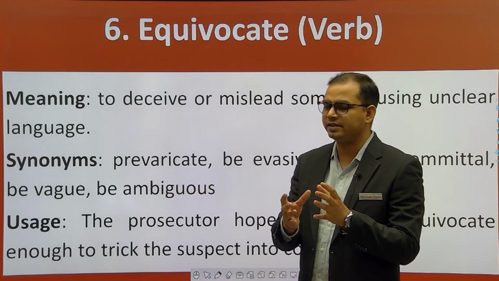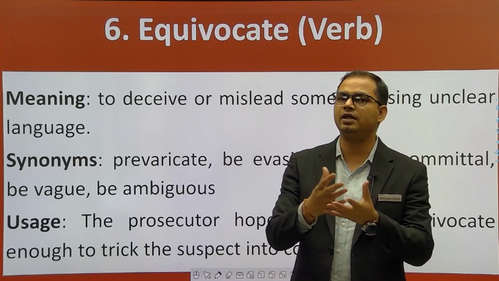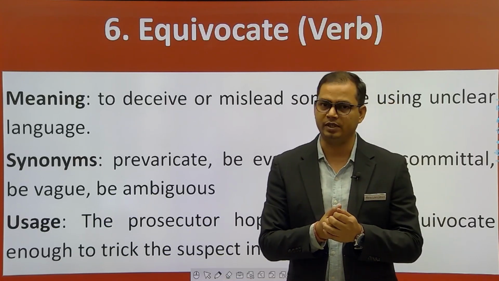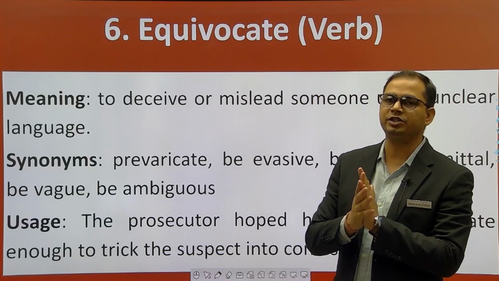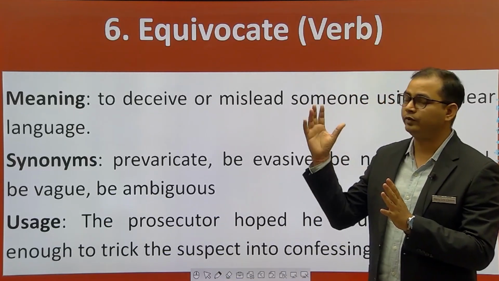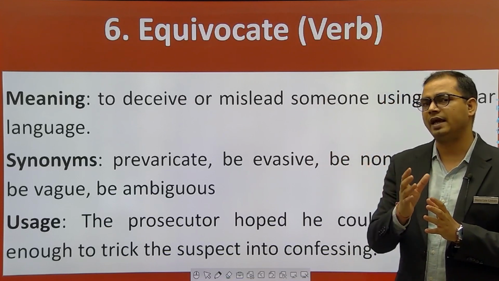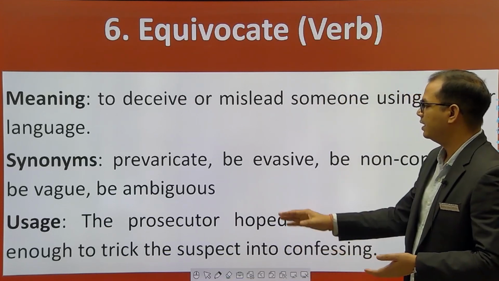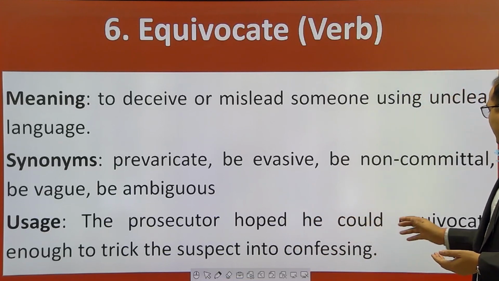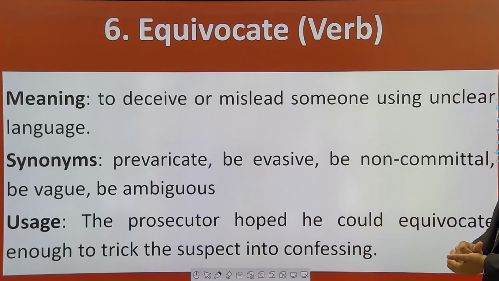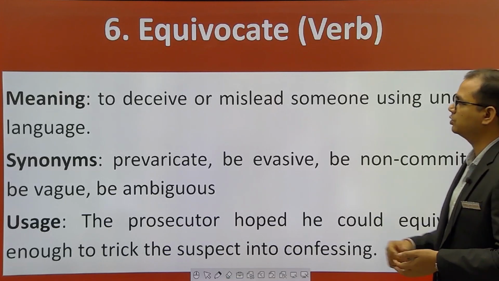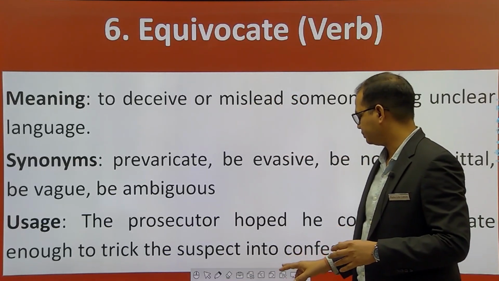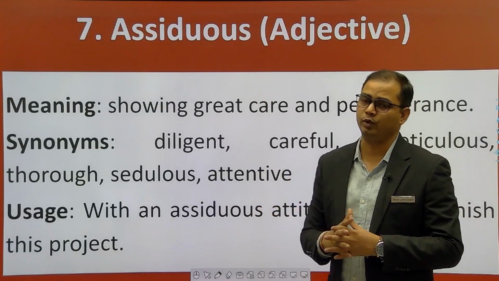अब देखो ऐसे situation, ऐसे term का use करना जो कि clear ना हो. अगर मैं ऐसे term का use कर रहा हूँ, it means I just want to deceive somebody, right? इसलिए बहुत ही clear conversation जो होते हैं वो equivocate नहीं होते हैं. If somebody is equivocating, it means कि वो कहीं न कहीं से deceive करना चाहते हैं. The prosecutor hoped he could equivocate enough to trick the suspect into confessing, right? So to deceive or mislead someone using unclear language is equivocate.